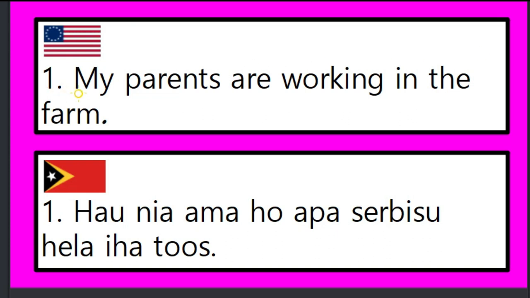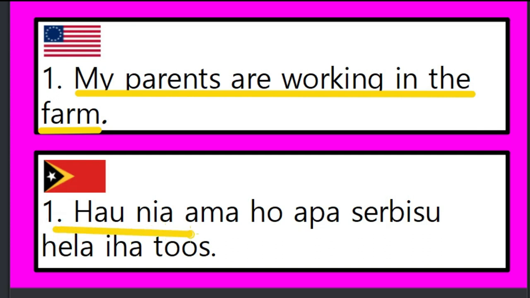My parents are working in the farm. In Tetun, we say haunia ama ho apa serbisu iha tos. Again, please read them. My parents are working in the farm. Haunia ama ho apa serbisu iha tos. Okay, I think you guys are good to go. Let's go to next page.